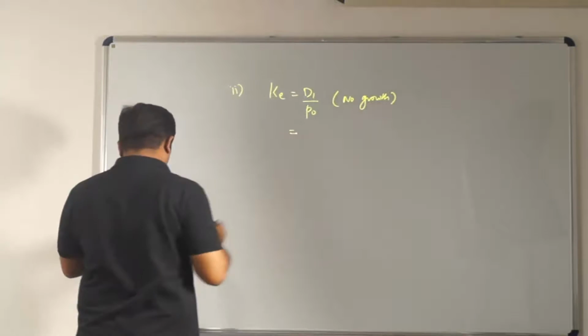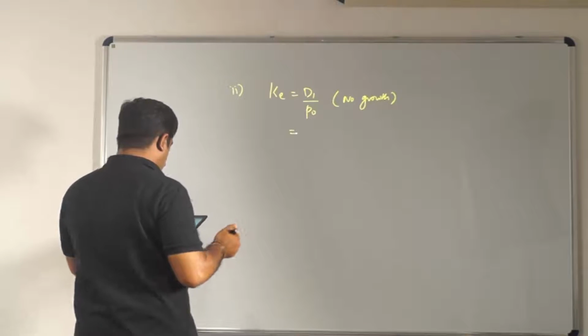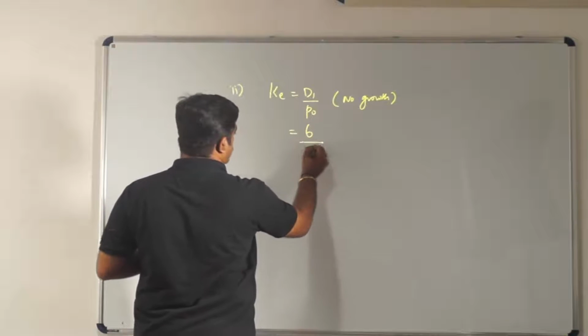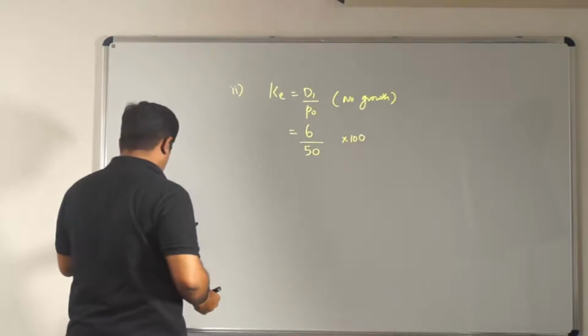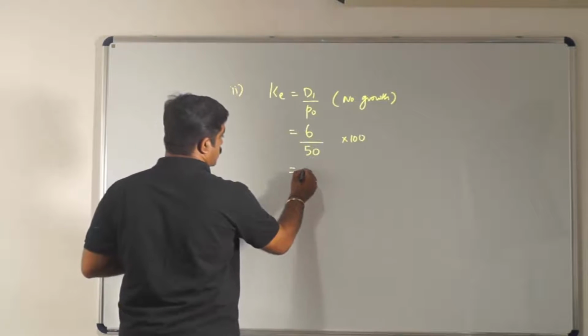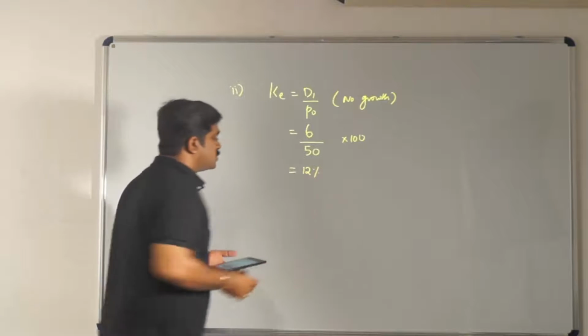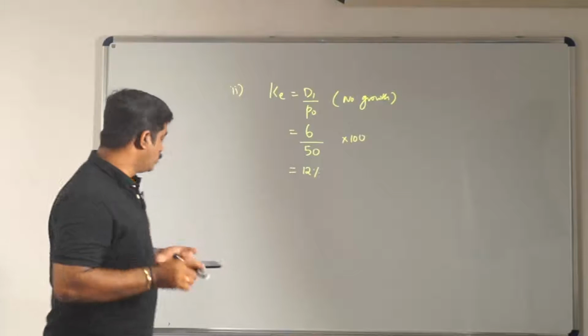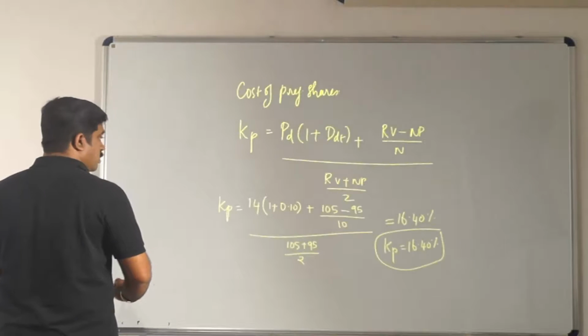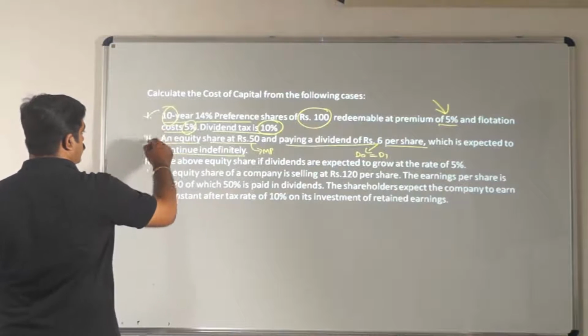So what is the D1 here? I have D1 with me. It is 6 divided by P0 50. So eventually multiply by 100 to make it a percentage. And it says it is 12%. So this is a case where you are finding the cost of equity on the no growth model. Going back to the question. So questions 1 and 2 are over.